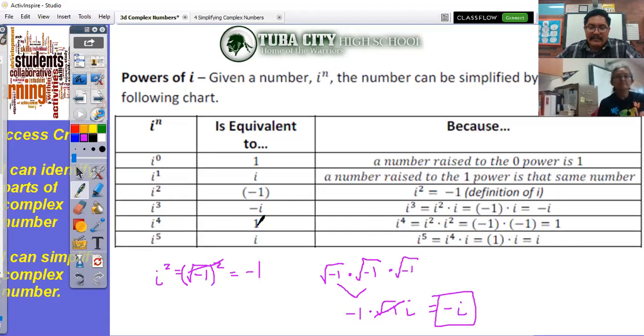And for the next one, I have a better example in the exercises, so we'll go ahead and cover that. But again, these are all just the justifications here, like i to the 4 power is i squared times i squared, which if we replace i squared with negative 1 times negative 1 is just going to be 1.